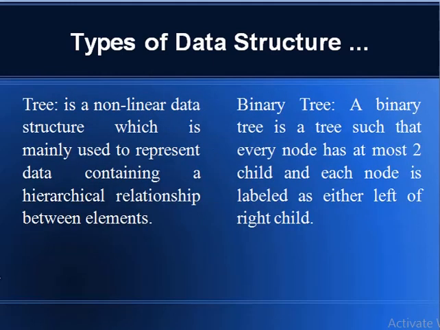Tree is another type of data structure. It is a non-linear data structure which is mainly used to represent data containing a hierarchical relationship between the elements, and the binary tree is a tree such that every node has at most two children. At most means maximum two children, and each node is labeled as either left or right.